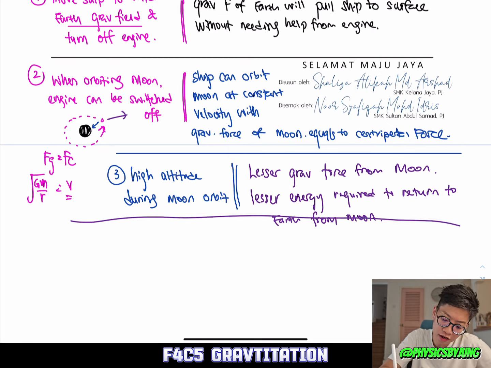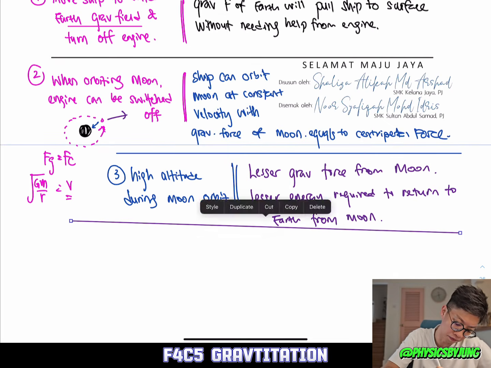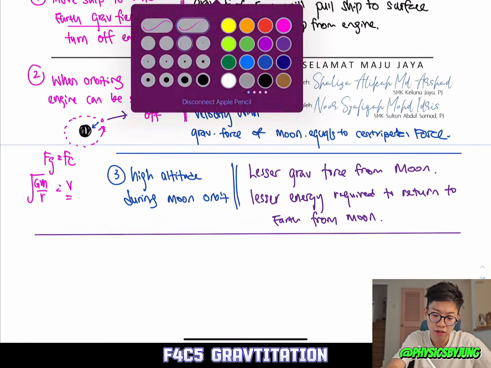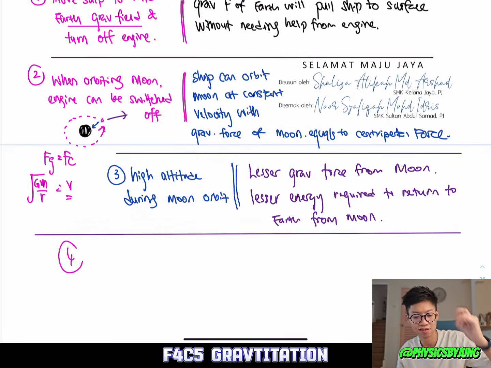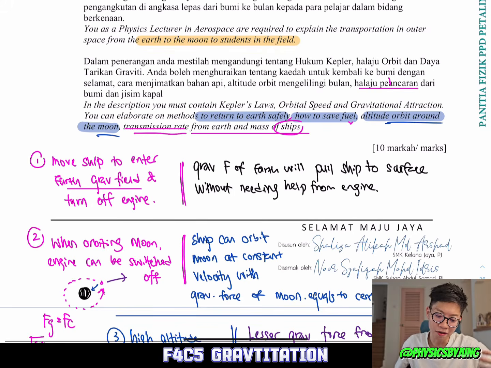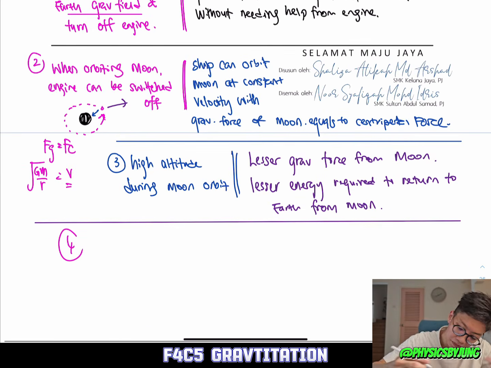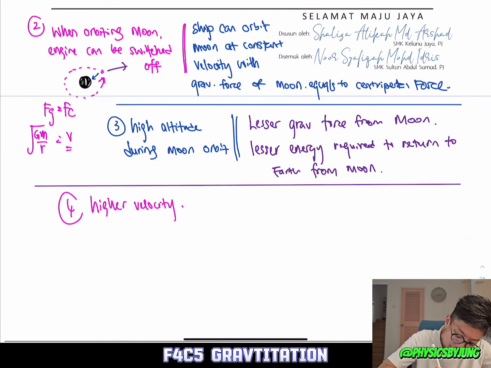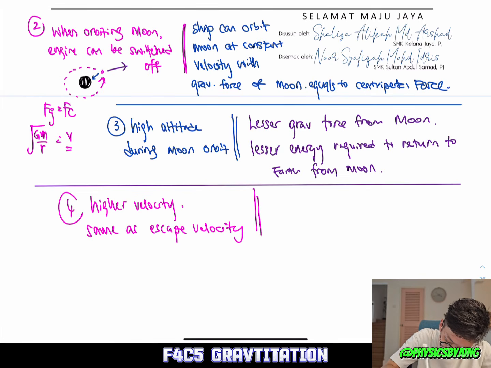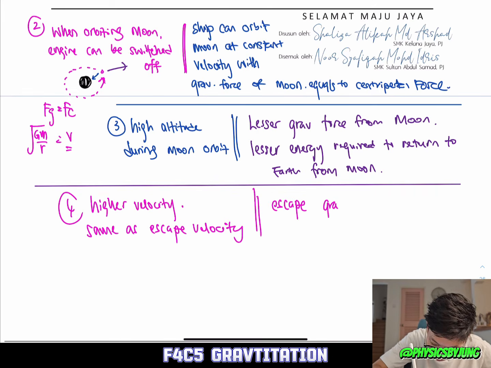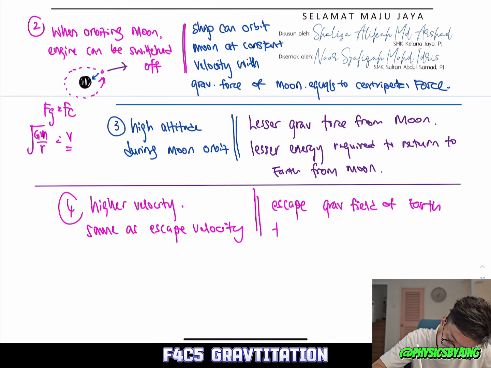So guys, for this kind of question, you need to process a little bit. I chose this question because I think if it comes out, so many people will die. What about the velocity? We can say you need to have higher velocity, or at least the same as your escape velocity. Why do you want the same as escape velocity? So that you can escape the gravitational field of Earth to move to the moon.